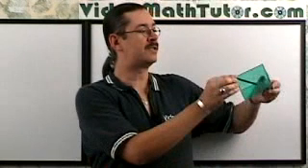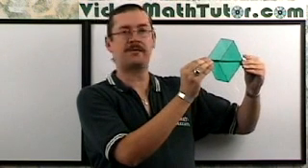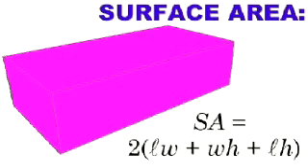Visually, the diagonal of the box will be something like this. It goes from one end to the other over here. The formula for the surface area of a box is SA equals 2 times the quantity LW plus WH plus LH.